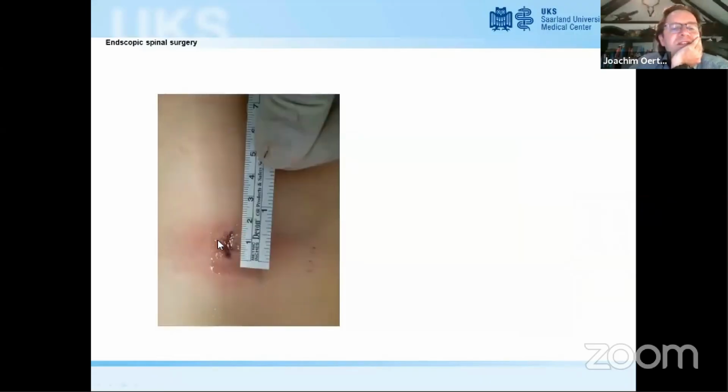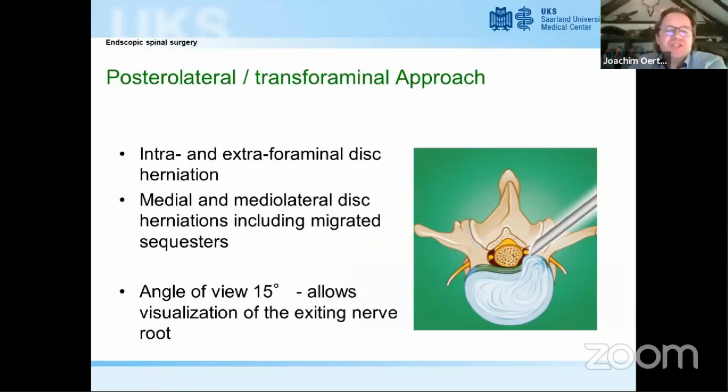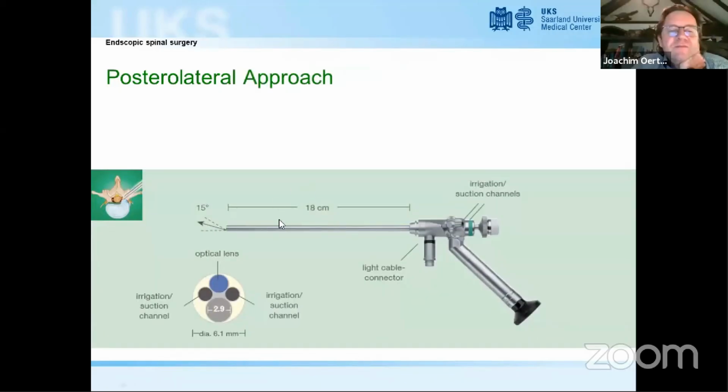This can be done with a skin incision of about 1 centimeter, so the cosmetic result is very good. In contrast to this interlaminar approach, what we use for intraforaminal and extraforaminal disc prolapses is a posterolateral approach. You see here the technique we use. It's an example with a spine tip technique, but there are many other brands and products available, which I think do the same job and will provide the same results.